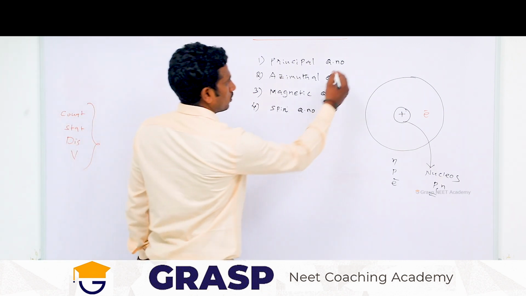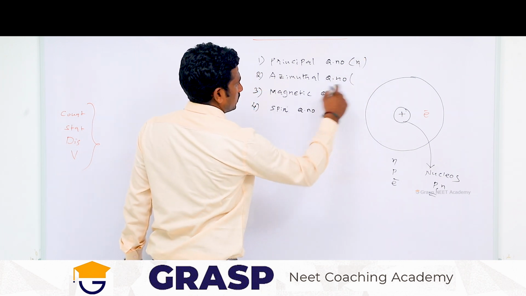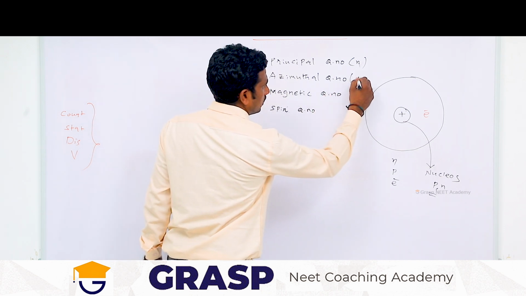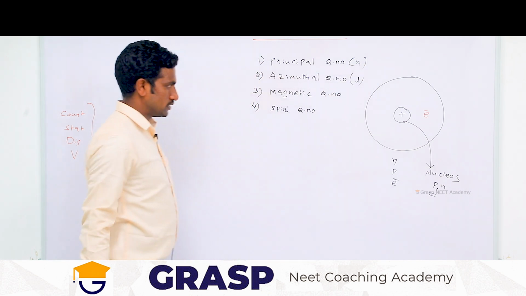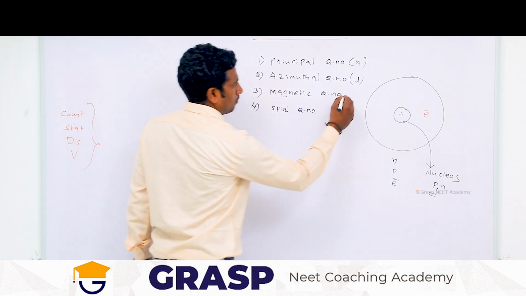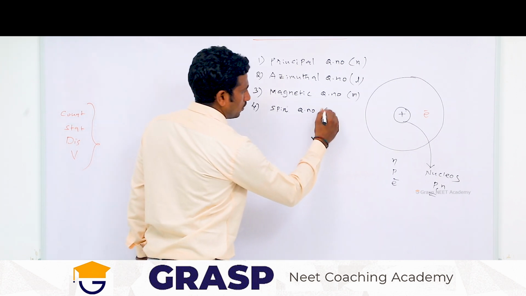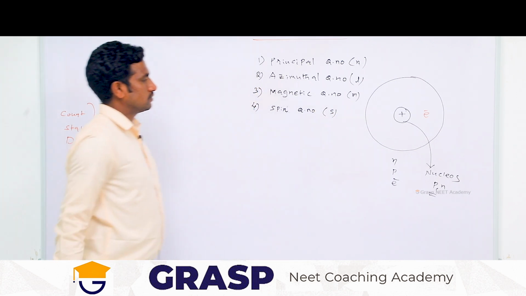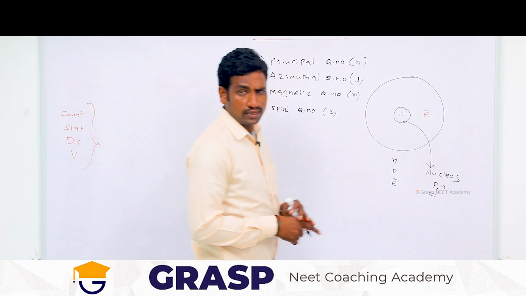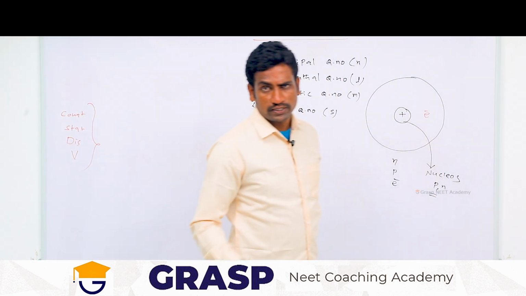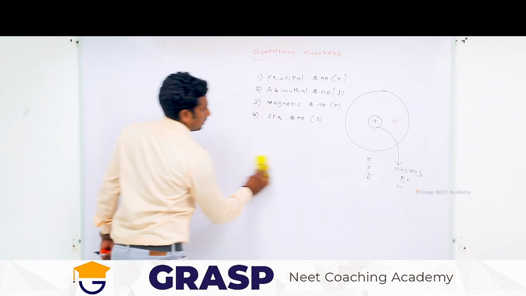In general, the principal quantum number is denoted by the letter small n, and the azimuthal quantum number by small l. In some books, instead of n, k is given. The magnetic quantum number is denoted by small m, and the spin quantum number by the letter s. These are the quantum numbers. One by one you can learn what information they give. First of all, I will take the principal quantum number.